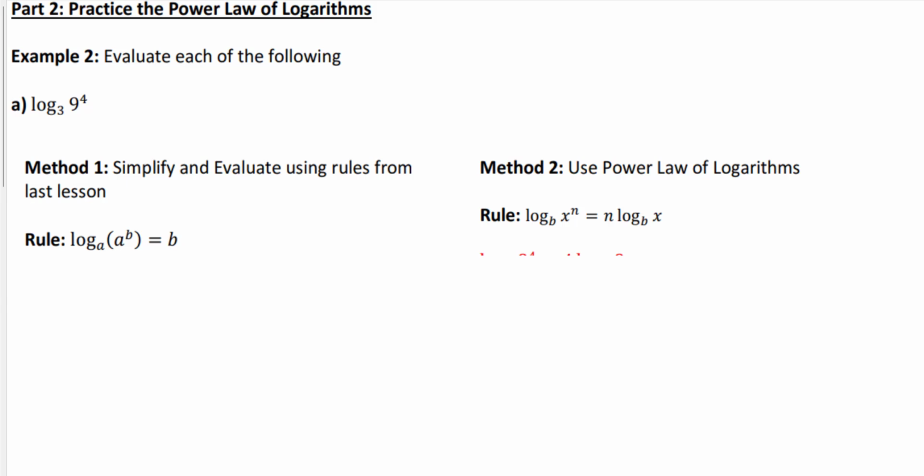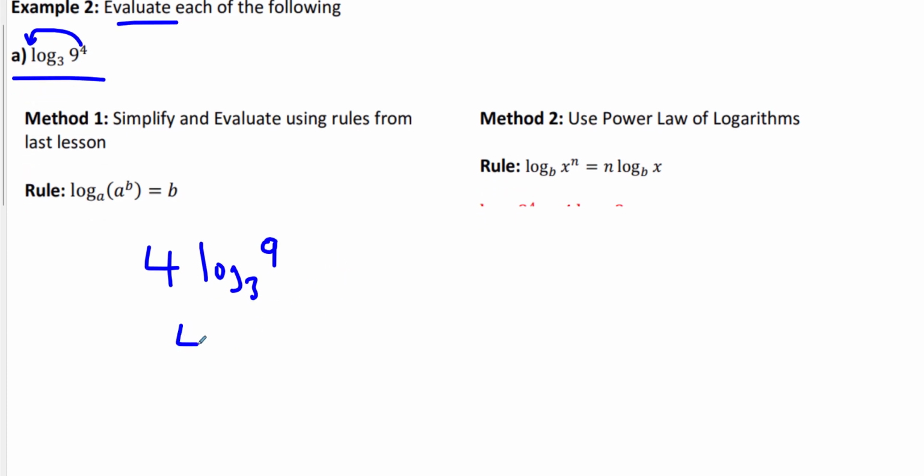So example 2a. Okay, so exactly the same thing. Remember, log base 3, 9 to the power of 4. Whenever you have an exponent, bring it out in front, right? So this becomes 4 log 3 of 9. Now, can I write 9 as a base value of 3 to the power of an exponent? Yeah, exactly, 3 to the 2.